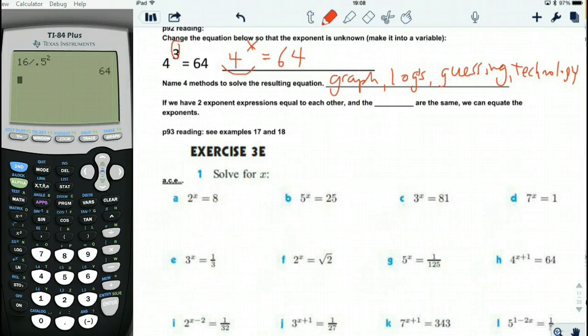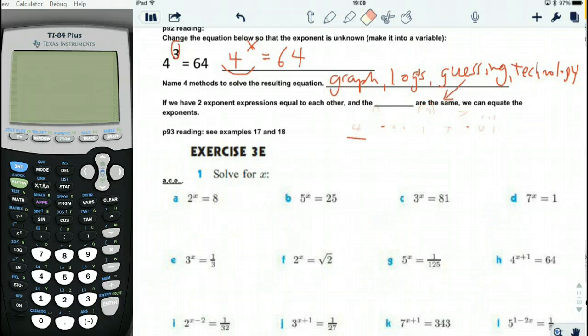If we have 2 exponent expressions equal to each other and the bases are the same, we can equate the exponents. Okay, so if I have 4 to the x, and I'm trying to figure out when it is 64, and I figure out that 4 to the third is 64, then what I could do is say, hey, this is equal to 4 to the third. If the bases are the same, 4 and 4, that means x is 3. Okay, so this is like the guessing method, right?